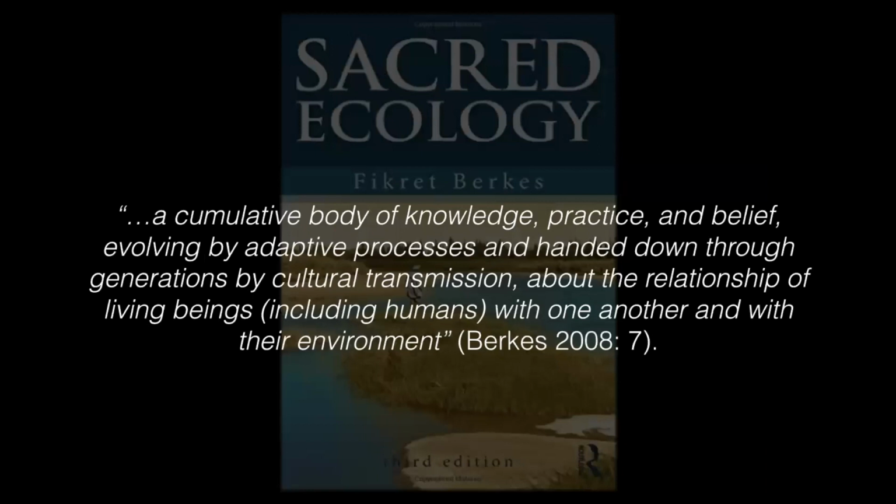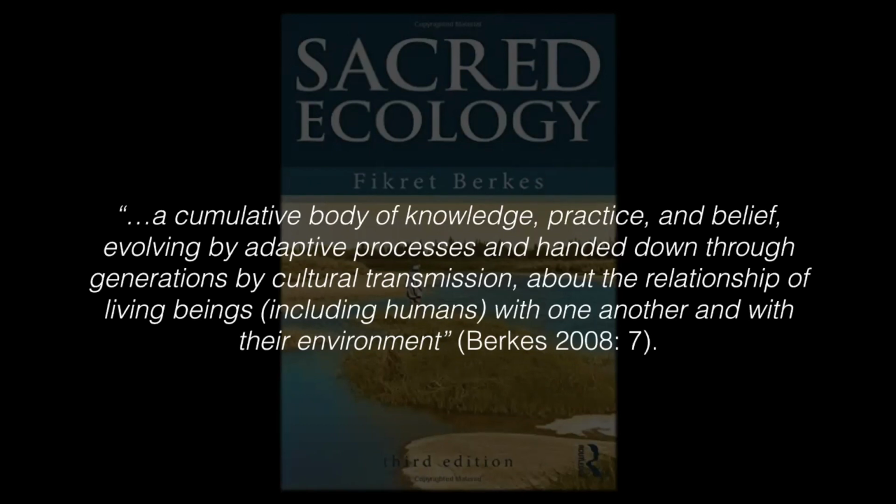So, we know for thousands of years, California Indians were managing the landscape so that it produced quality and abundant materials for them. And they did this through what's known as traditional ecological knowledge. And I like to use this definition here from Fikret Berkes. It's from his book, Sacred Ecology.